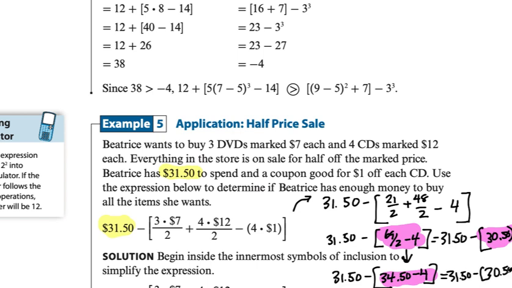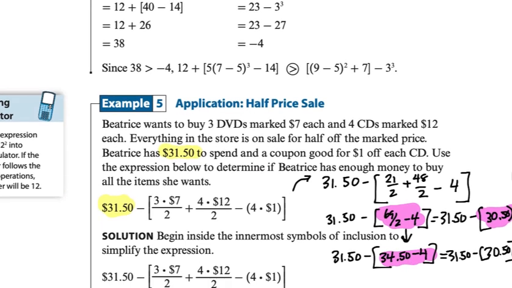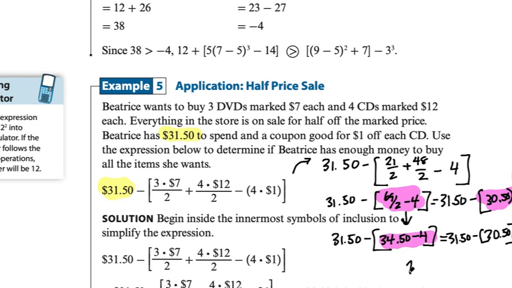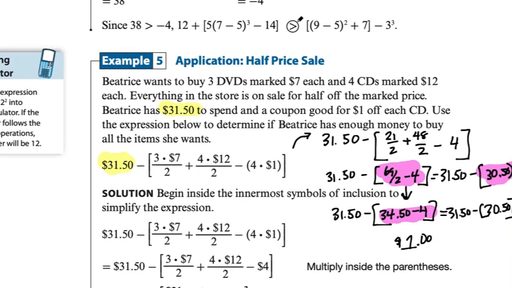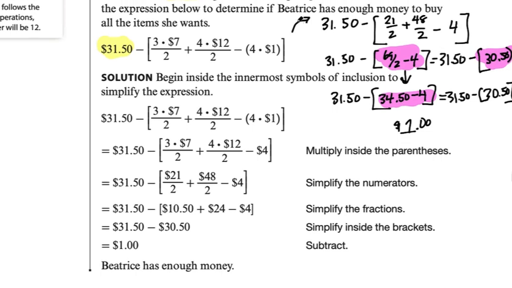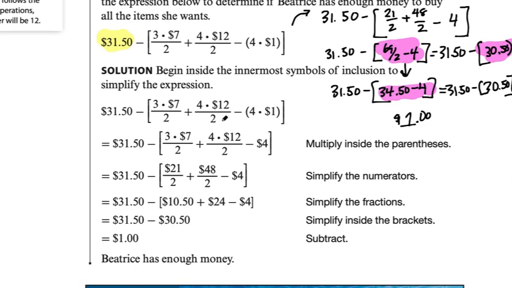Right? $30.50. And so now that I've simplified that, you can see that at the end of the day, I'll be left with $1. So let me go ahead and scooch down here. I'll put my $1. So it does seem like we have enough for that. And we can check how the text did it. The text did exactly the same thing. And we see that we have $1.